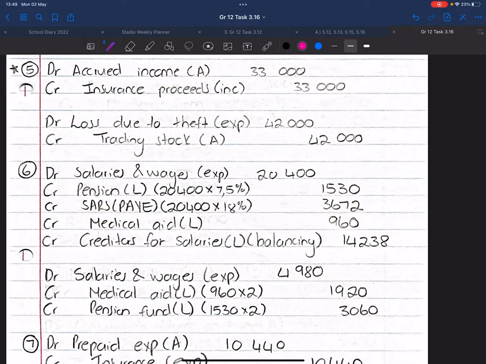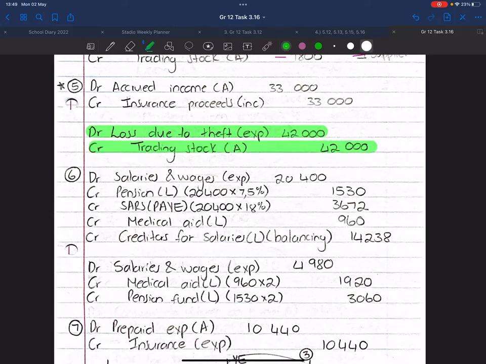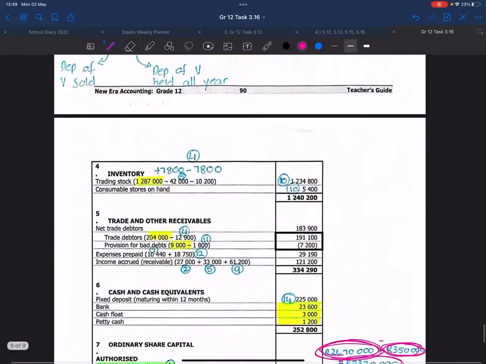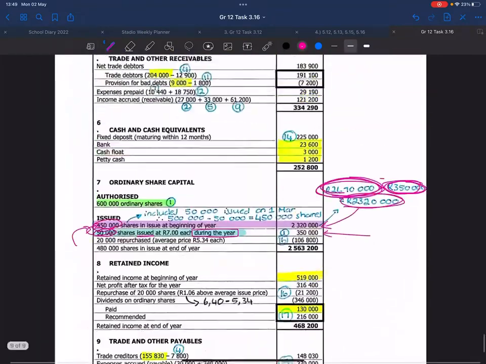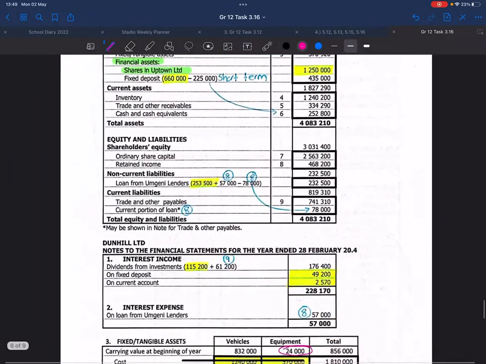So what happened was they told us that during a burglary at the shop, stock costing 42,000 rand was stolen. Okay, so here's your normal 42,000 rand stolen. So you have your loss due to theft, which is an expense, goes in your statement of comprehensive income, and you decrease your trading stock because you no longer have this trading stock. But if you go to the memo, you'll see it goes on to say that the insurance company agreed to pay 33,000 rand and it will be paid in the next financial year.